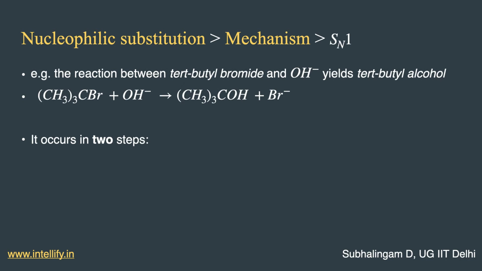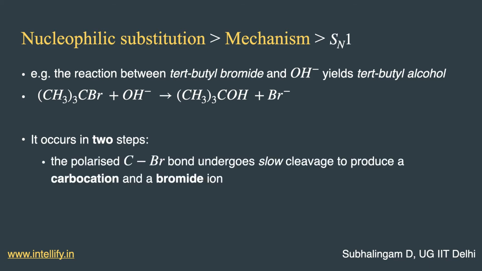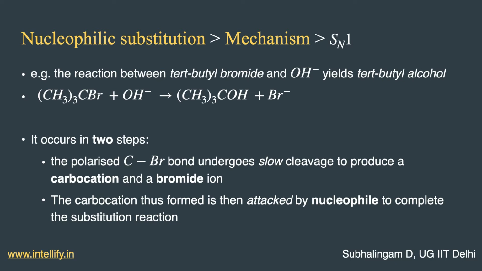These SN1 reactions occur in 2 steps, unlike SN2 reactions that occur in 1 step. So what are the 2 steps? The first step is that the polarized C-Br bond undergoes slow cleavage to produce a carbocation and a bromide ion. So SN1 reactions form an intermediate, that is a carbocation intermediate. The second step is that the carbocation thus formed is then attacked by the nucleophile to complete the substitution reaction.